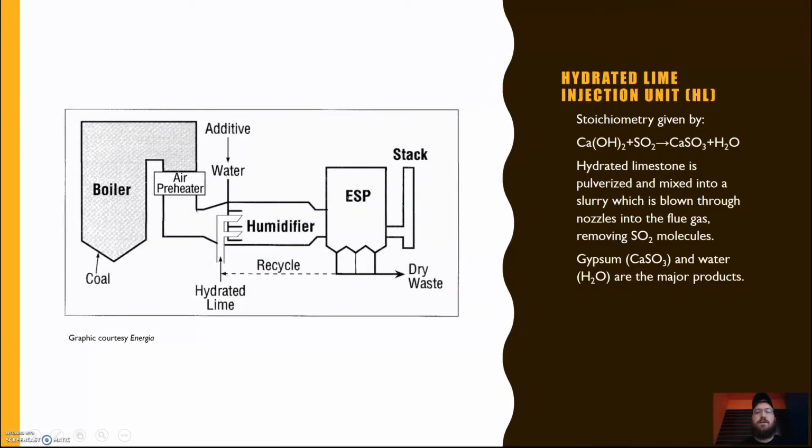Here you'll see a hydrated lime injection unit with the stoichiometry provided. A hydrated lime unit's main purpose is to react to some sort of sorbent, usually a limestone slurry, to pull sulfur dioxides and other sulfates out of the flue gas. A hydrated lime injection unit uses pulverized hydrated limestone, calcium dihydroxide, which is mixed into a slurry and finally misted through nozzles over the flue gas, where the main byproducts pulled out are gypsum, calcium sulfate, and water.